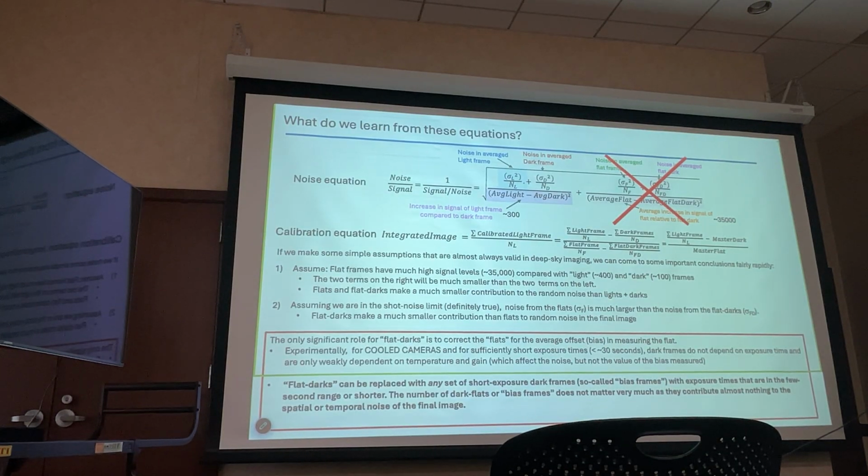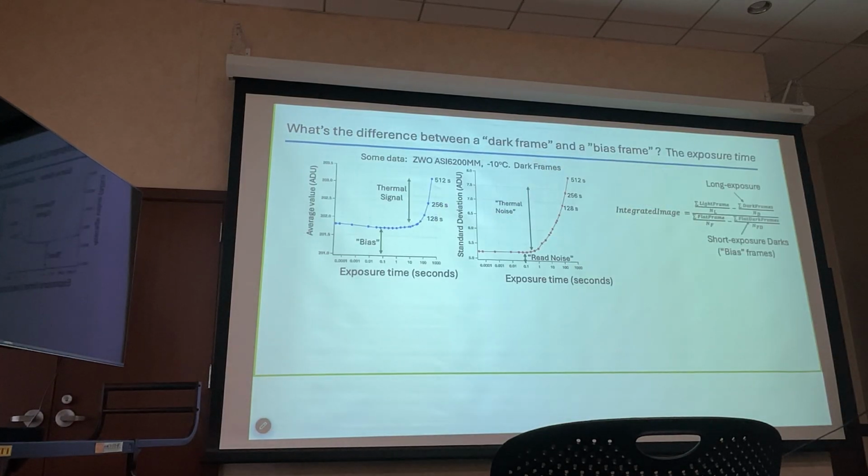Could you also ignore flat darks altogether? No, you can't. You can't ignore flat darks because the so-called bias, the average value that you are subtracting off, still needs to be subtracted off, or your flats won't work right. But other than that, you can use almost anything to replace it. I'll show an example of that in a minute. But yes, you're on the right track.